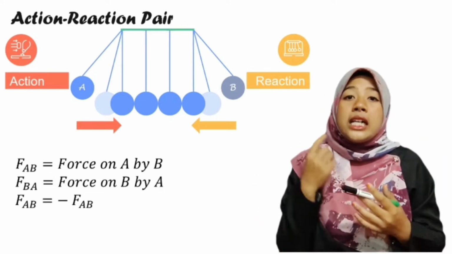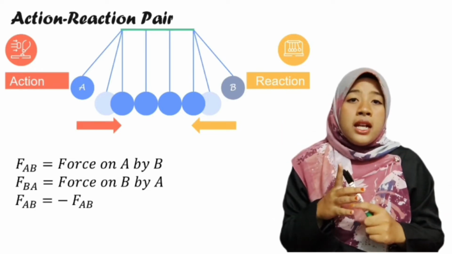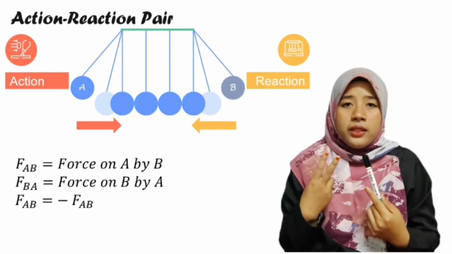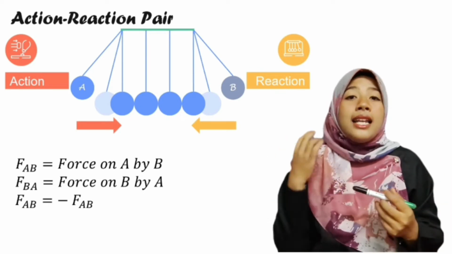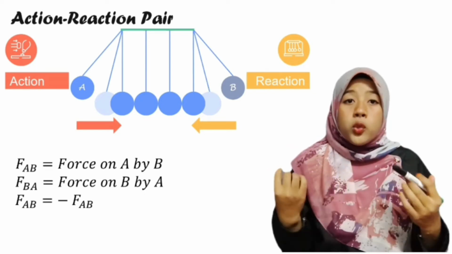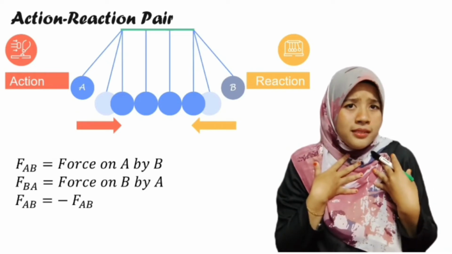As you know, the conditions of an action-reaction pair are, first, they must be in opposite directions. Second, they must act along the same line on different objects. And lastly, the third one, they must be equal in magnitude to each other. Okay, now are you okay with me, students?